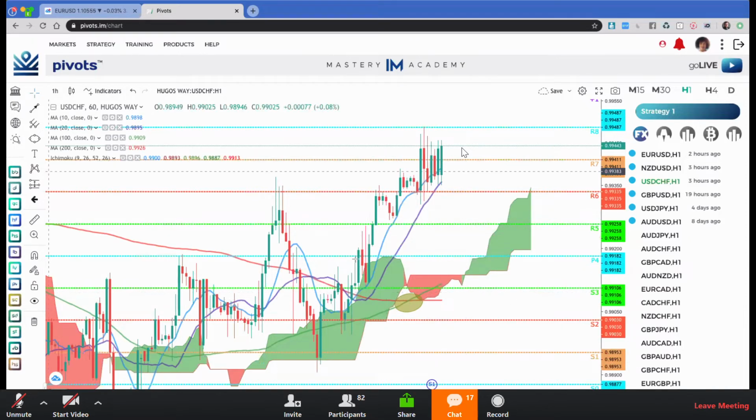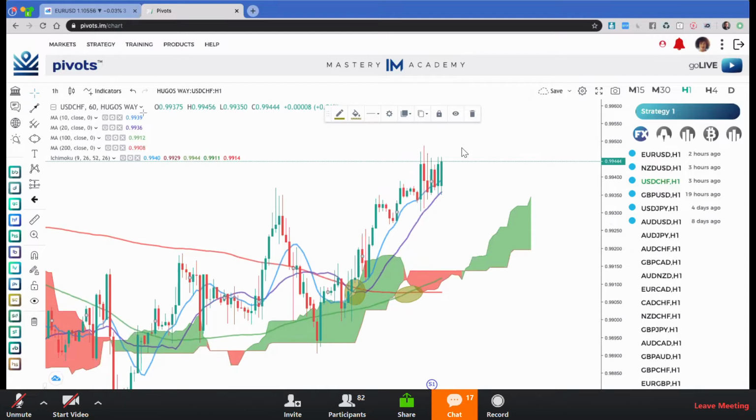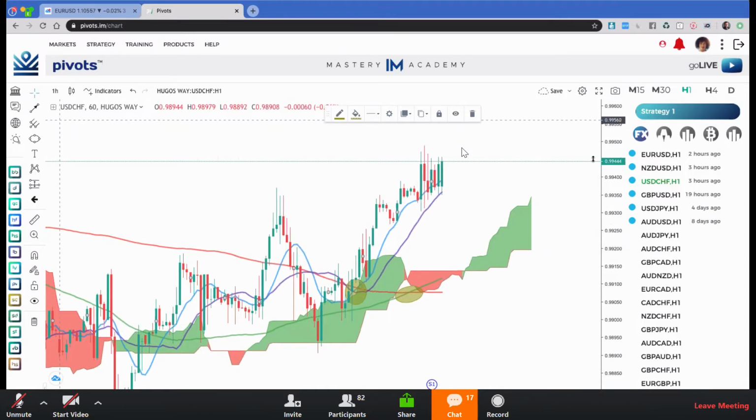Now we were buying already from here. So we are in buying mode. Now the big question was always, is it not too late to buy? And that's why we have the pivot scanner. So we wait for a second, pivots come back.